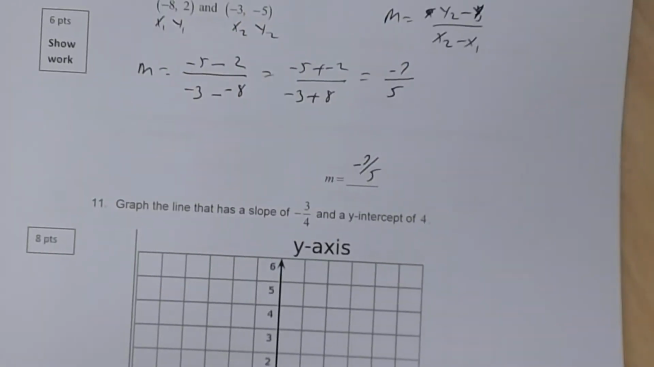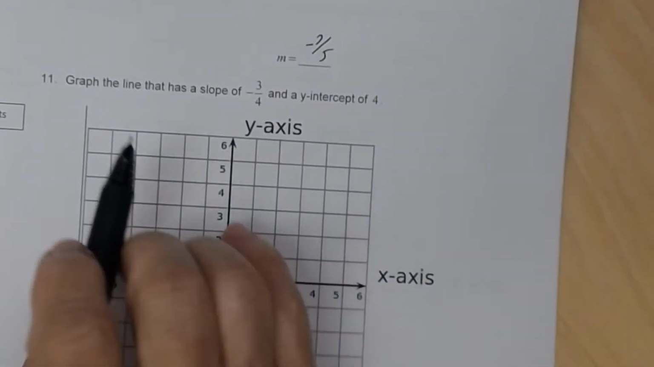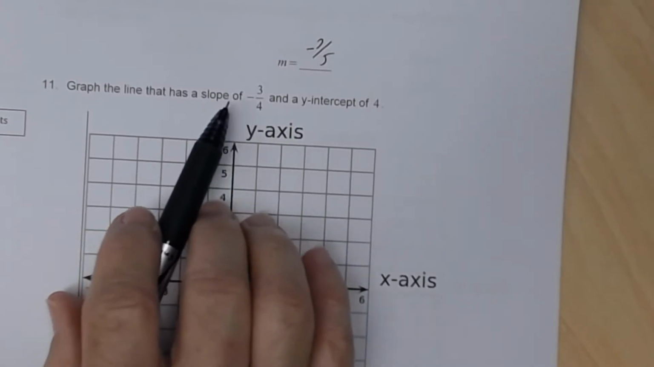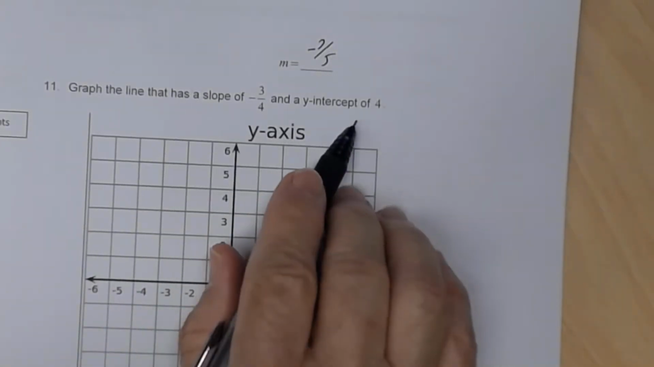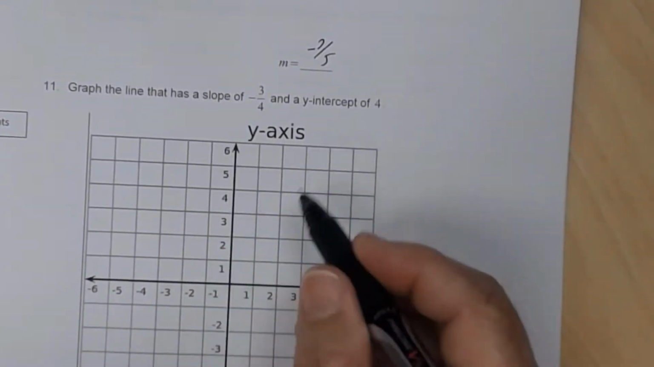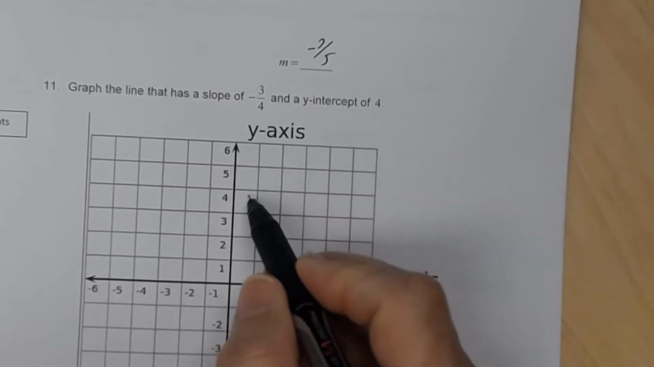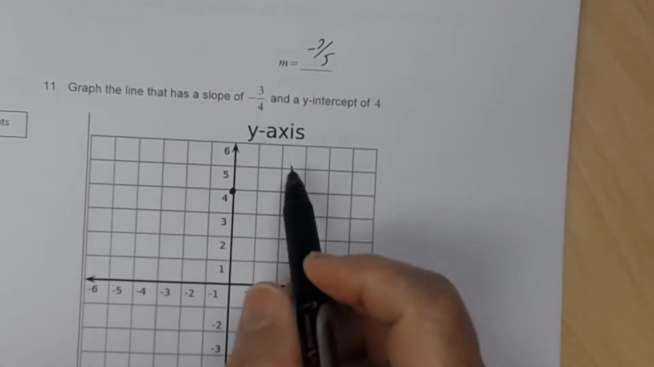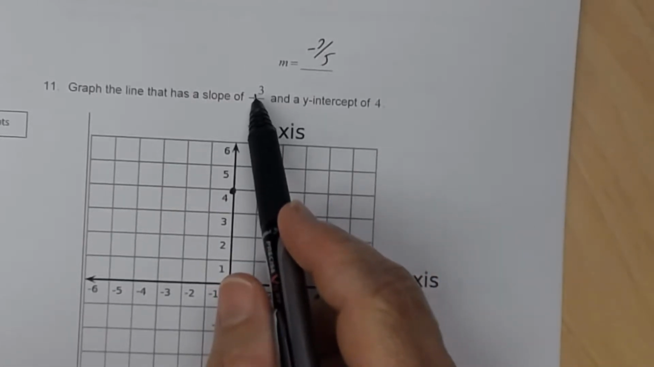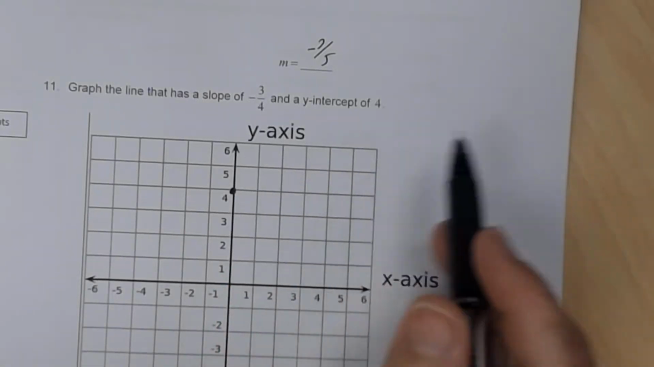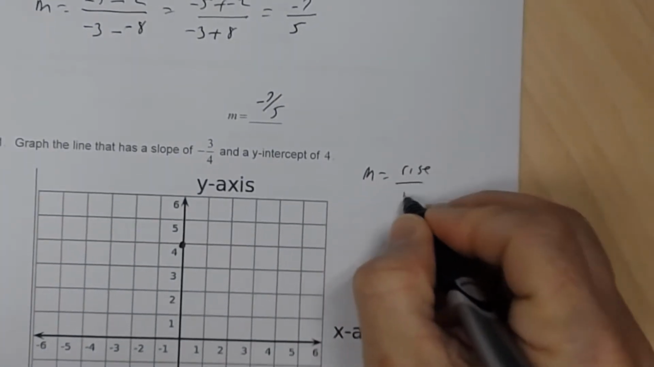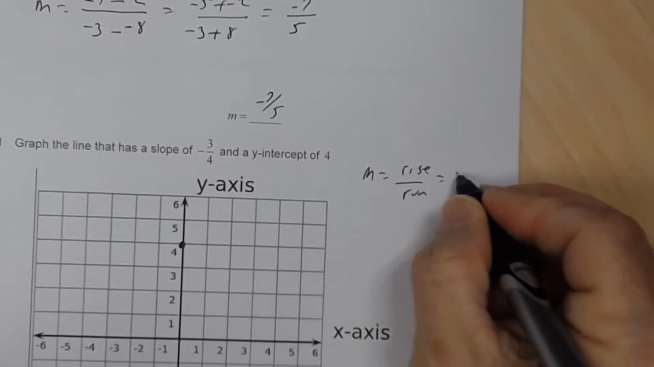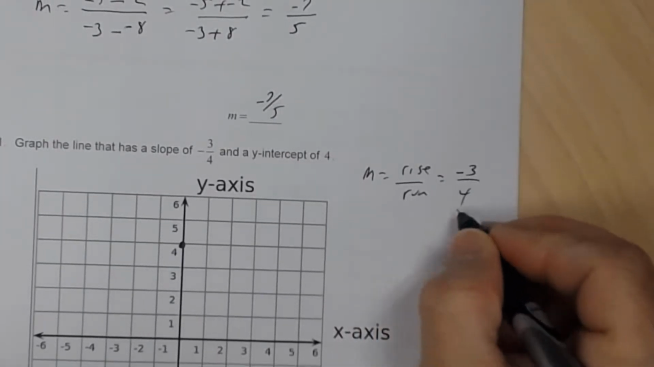Okay, number 11, you want to graph this line. All you're told is the slope and the y-intercept. So remember, to graph a line, you need 2 points. I know one of them already. The y-intercept is a point of the line. So my y-intercept is at 4, so that's here. And then I'm going to use the idea of slope to find the other point. So remember, slope is rise over run. And in this case, my rise is negative 3, and my run is a positive 4.